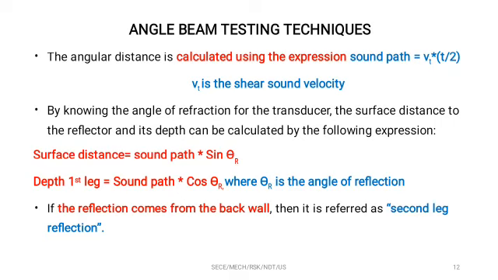If the sound wave reaches the end of the specimen and returns back, then it is called second leg reflection. So by knowing the angle of refraction for the transducer, the surface distance to the reflector and its depth can be calculated by the relation: surface distance is equal to sound path into sine theta, where theta is the angle of reflection, the angle of the wedge at which you are keeping the transducer to make the sound waves pass through the material. What is that angle that you have to take into account?